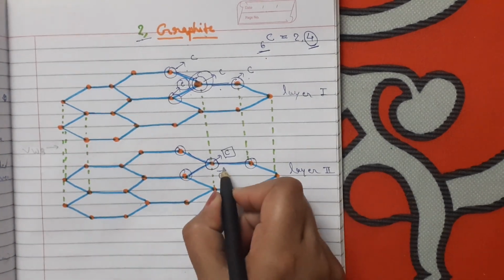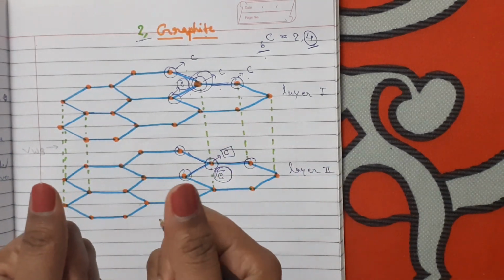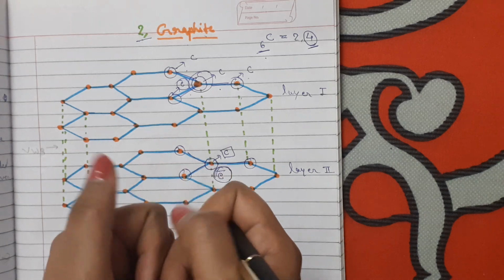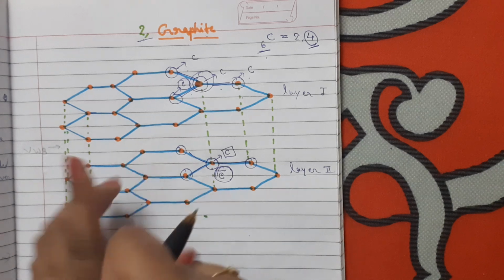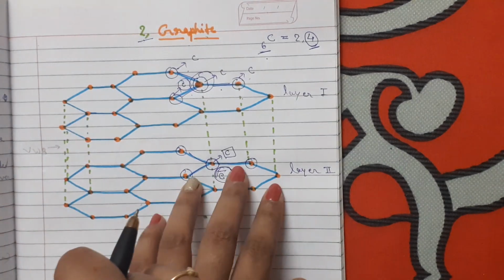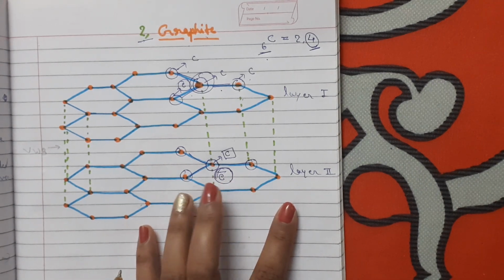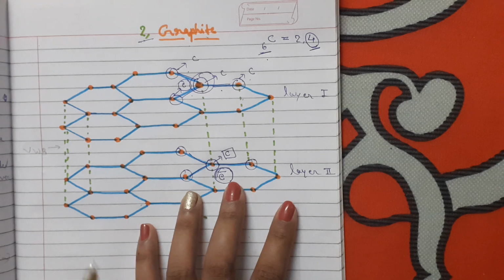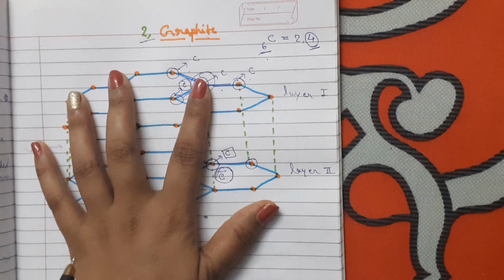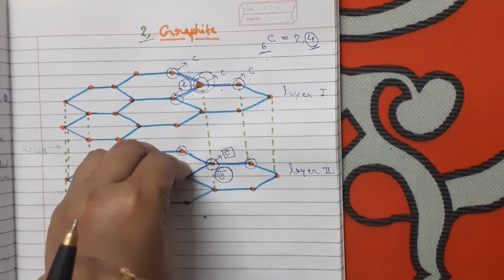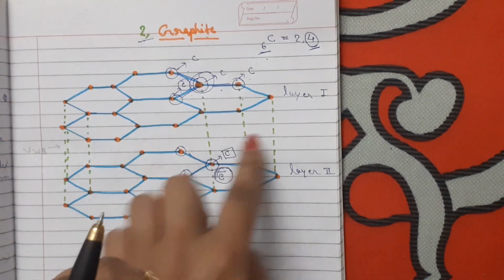These free electrons are capable of conducting electricity. Thus, because it has lots of free electrons, it is a good conductor of electricity, and because of this only it is a good conductor of heat also. So now you will understand that it is a good conductor of electricity and heat. But why? Because of the free electrons between the layers.